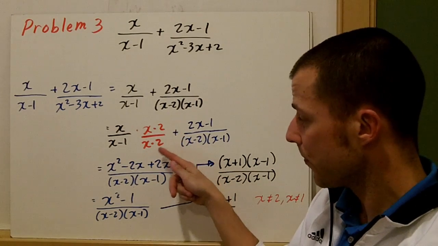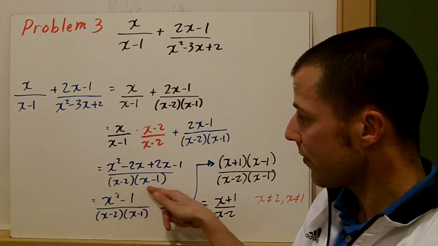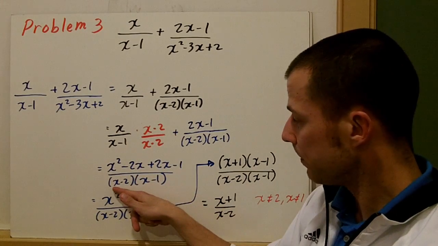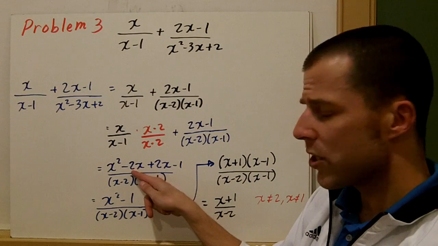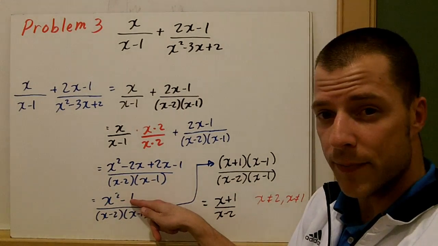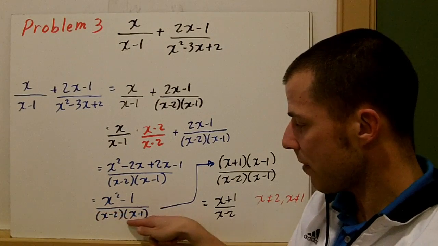So here's what we're left with after we distribute that x in the numerator, and we're going to leave the denominator here. So we see that 2x and minus 2x cancel out, and we're left with x squared minus 1. And that's divided by the LCM.